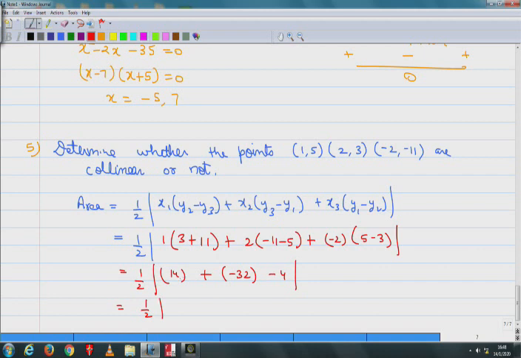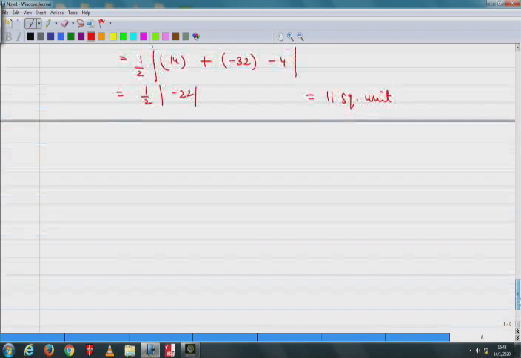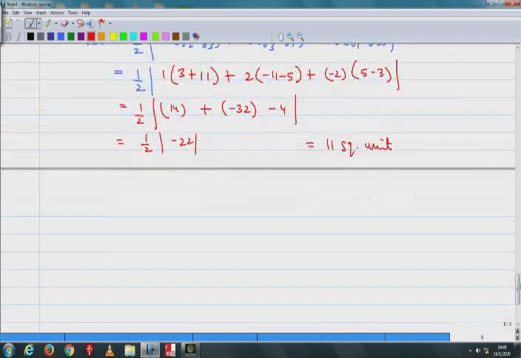So this is 14 minus of, this is negative 36. So 14 minus negative 36 is negative 22. So negative 22 divided by 2, and this is absolute value, so it will become positive. So 22 divided by 2, that will be 11 square unit. Now we can say, since the area of this triangle is not 0, the area contained by these 3 points is not 0. It means they are not collinear.